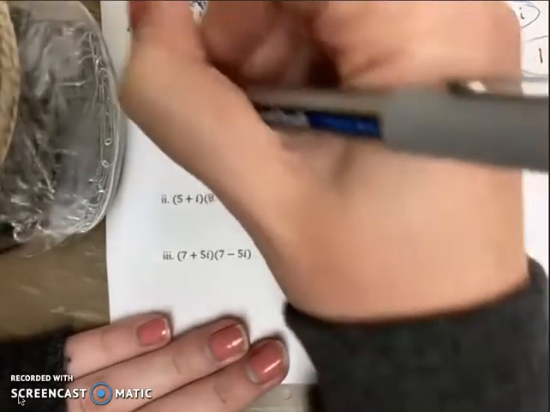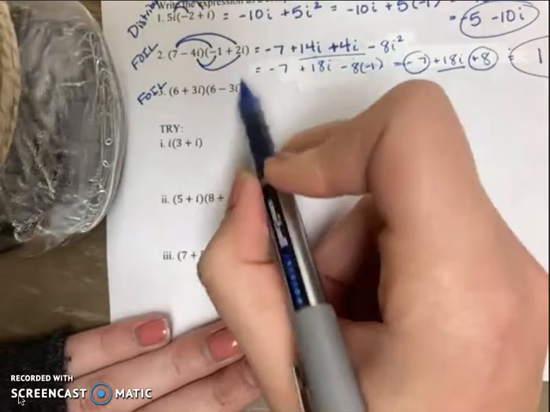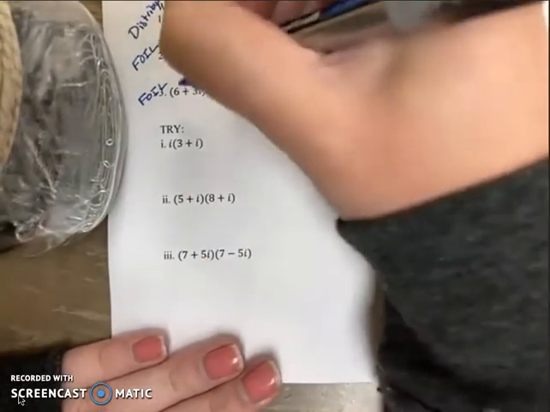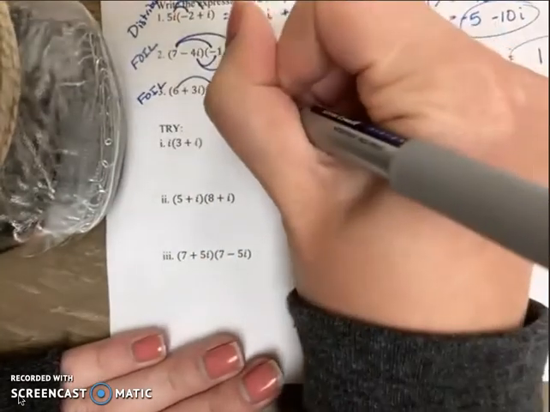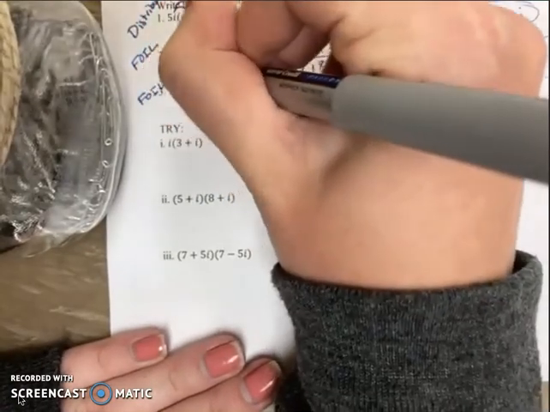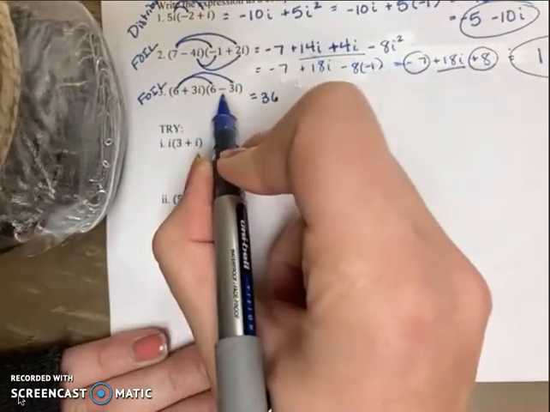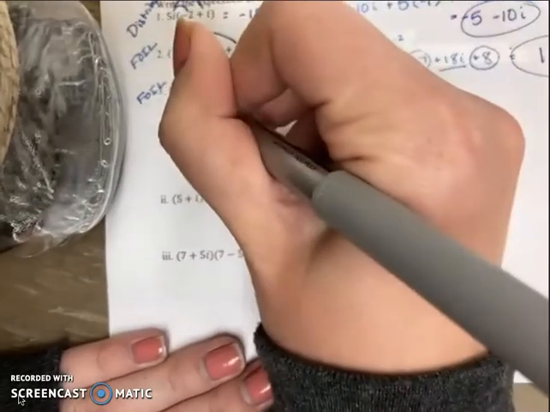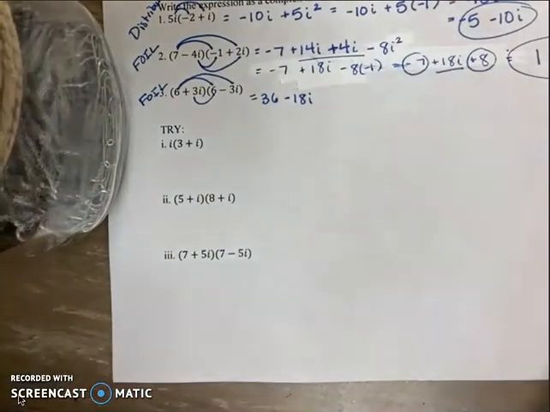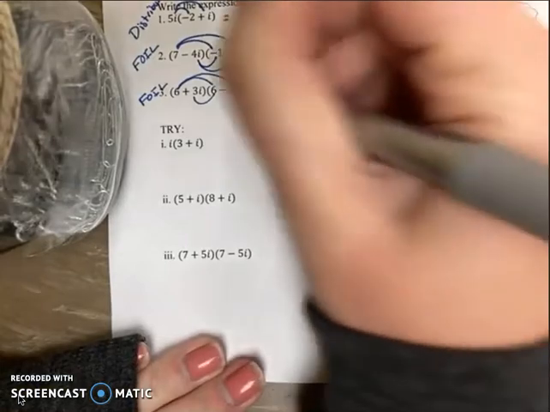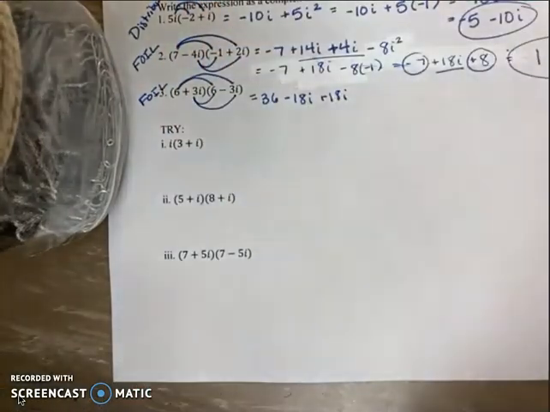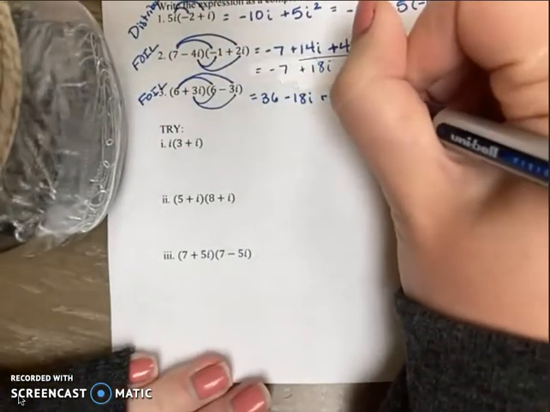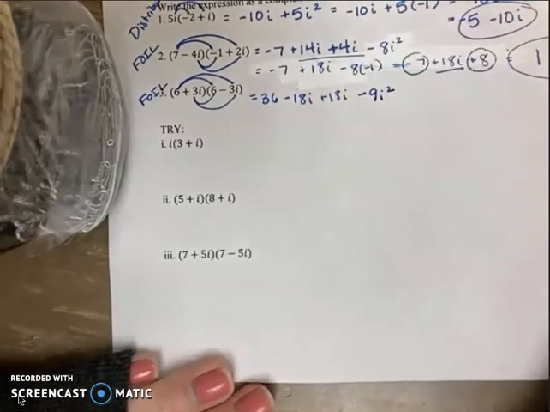For number 3, once again, we are going to FOIL. First, outside, inside, last. Remember, that's what FOIL represents. So first term, 6 times 6 is 36. Outside terms, 6 times a negative 3i is a negative 18i. A positive 3i and a positive 6 for my inside terms, so that becomes a positive 18i. And my last terms are a positive 3i and a negative 3i, so that gives me a negative 9i squared.